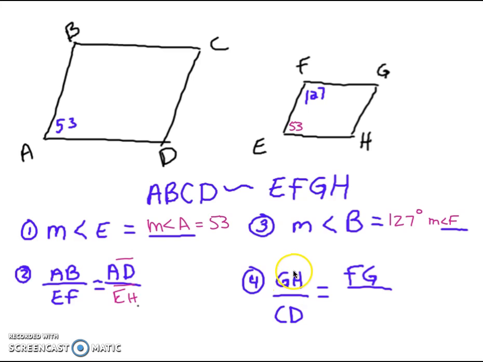For the last one, segment GH over segment CD is equal to segment, so again, here's GH, so that's equal to, so again, GH over CD is equal to FG over segment BC.